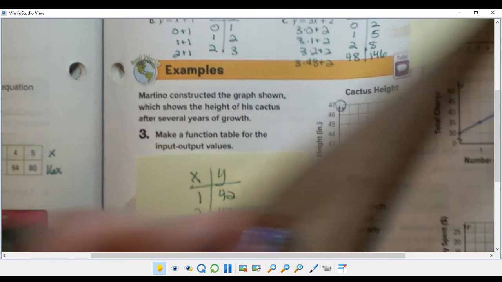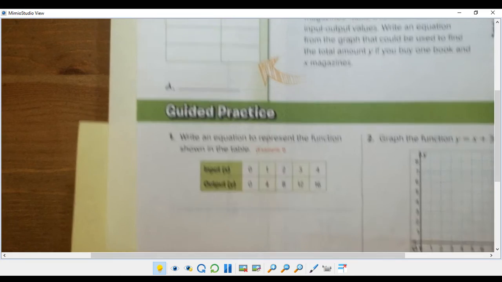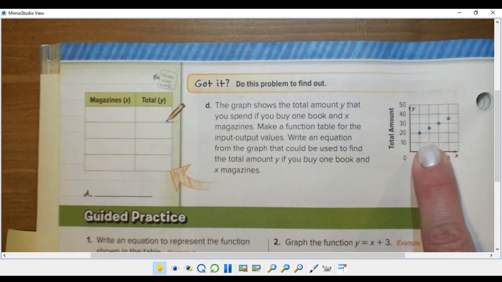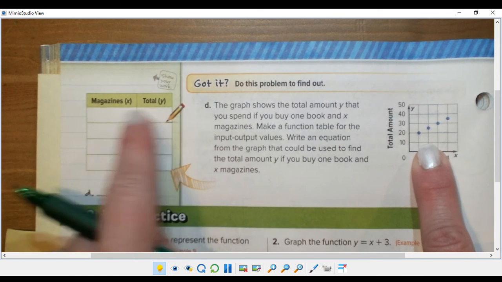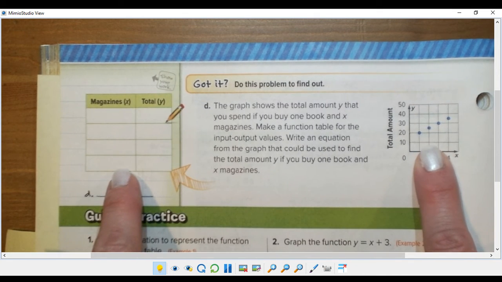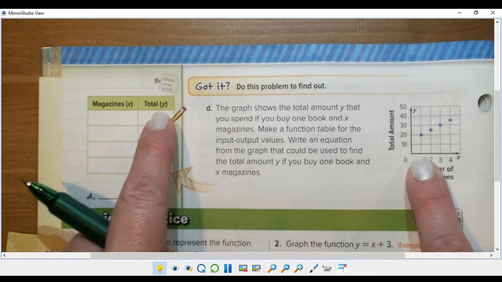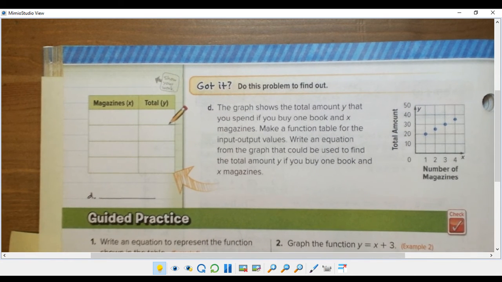Let's try one more. Turning the page. Here is one more example. So they've given the graph here. They've even set up the chart for you, told you that X is the magazines, Y is the total amount. Pause the video, do this, and then unpause and come back and check.